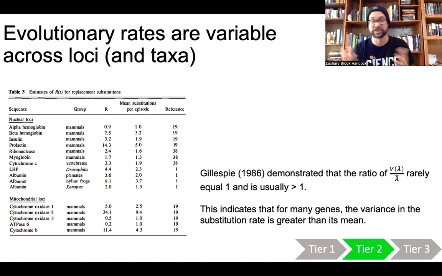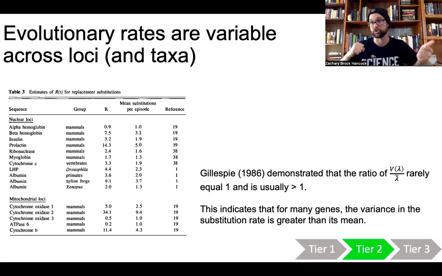There's lots of reasons for this, and we've already talked about some of them. One is that populations aren't constant; they're variable in size. If you have booms and busts in your population size, that is going to speed up and slow down the substitution rate. Especially if those boom and bust cycles aren't constant, if you have random boom and bust cycles, then what you're going to find is that your variance doesn't capture the mean rate at all.